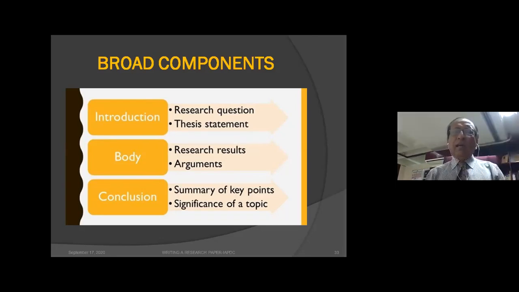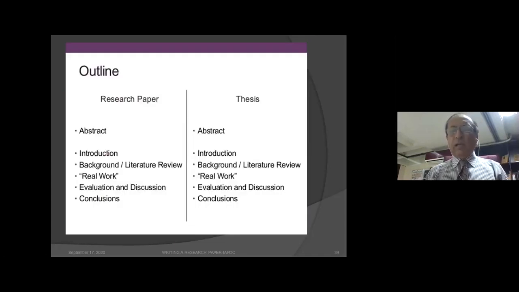Comparison between the outlines of the main contents of a research paper and a thesis. As you can see, there is no difference. That's why I've been emphasizing that whether it's a research paper, a thesis or a technical paper, basically all have to have abstract, introduction, background and literature review, the real work, the actual data, their analysis, evaluation and discussion, the argumentation, conclusion and recommendation. So this is common. This should always be your basic outline in every kind of research or technical paper.